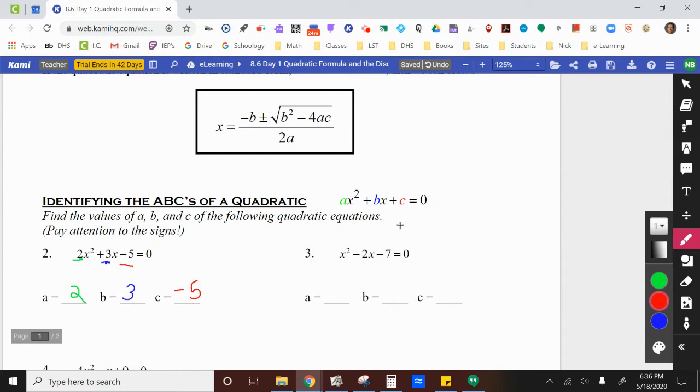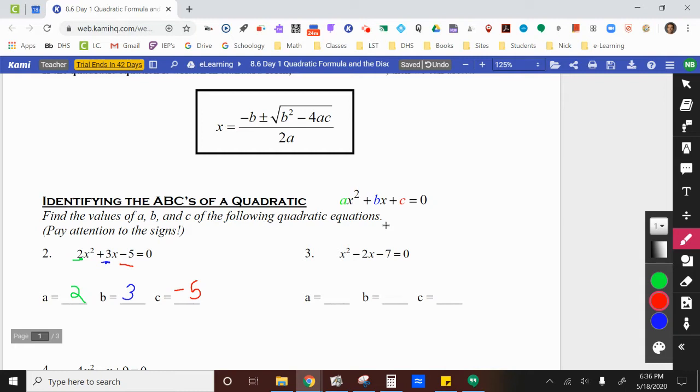We have to be careful with the signs, right? There's a negative sign in front of that 5, so that means my c value is negative 5. And that's all we're going to do for these next three problems: just identify the a, b, and c values, because that is the first and one of the most important steps in doing this quadratic formula.